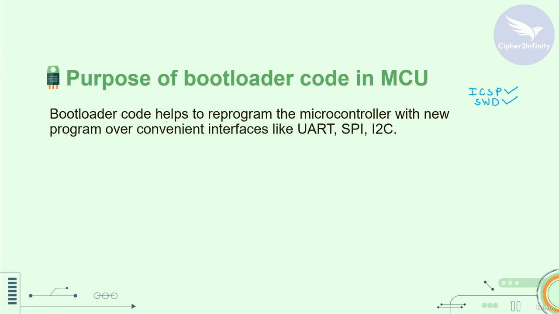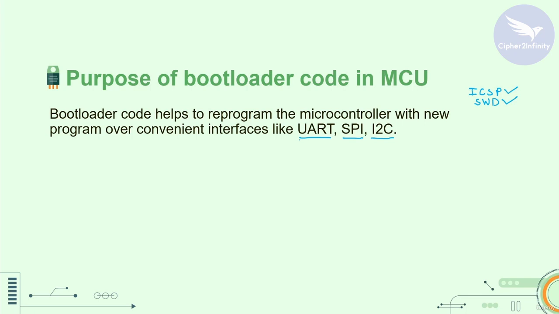Okay. But when you are using a bootloader code, this bootloader code is going to help you program the code over a convenient interface. Now what are those convenient interfaces? UART interface, SPI interface, or I2C interface. Okay. So you can program the code in the Atmega328 microcontroller using these convenient interfaces.